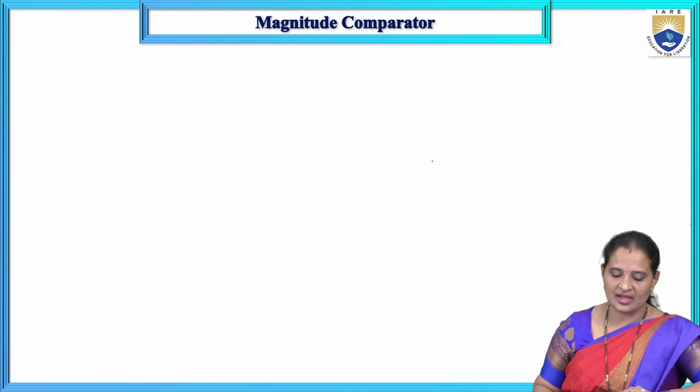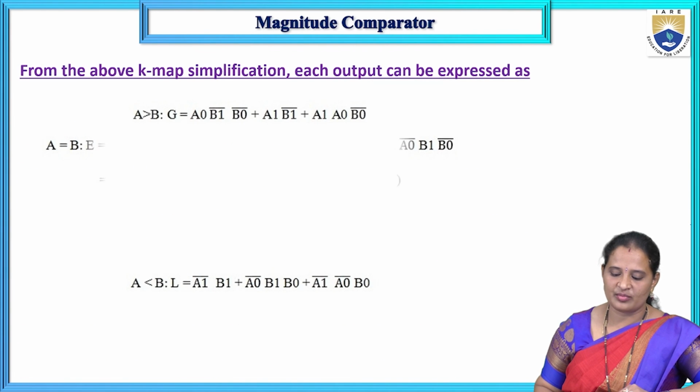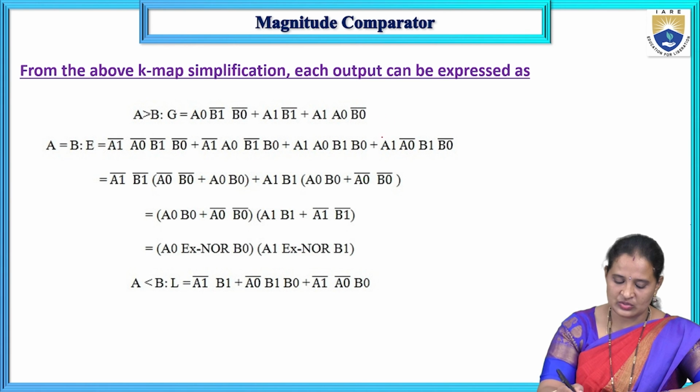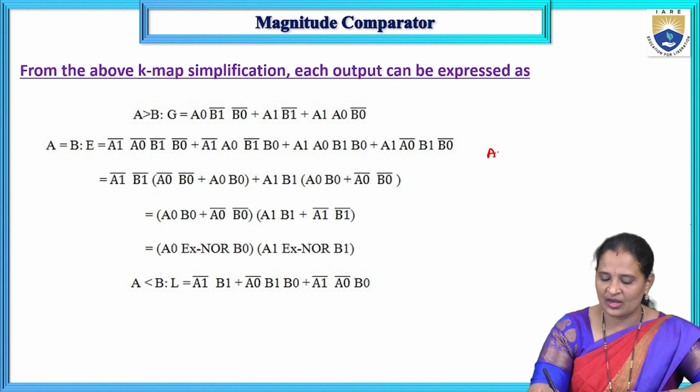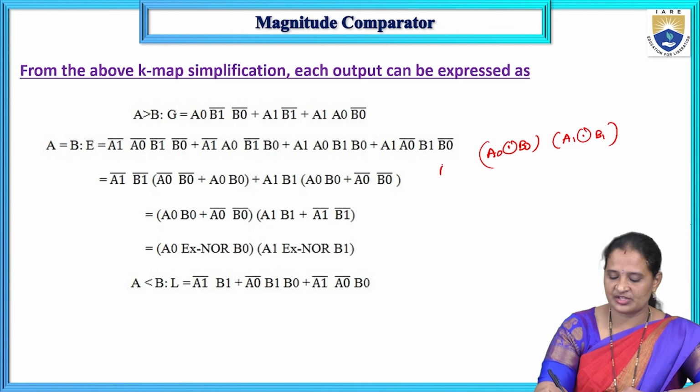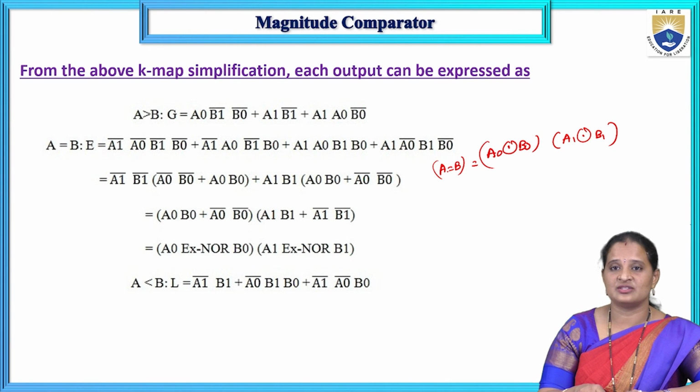So once this is done, we can simplify the Boolean function. So these are all the Boolean expressions which we have got by drawing the K-maps. So these are the Boolean functions. Here A equal to B can also be simplified as A0 XNOR B0 into A1 XNOR B1. So this is the equation for A equal to B. The remaining can all be written as they are, right?